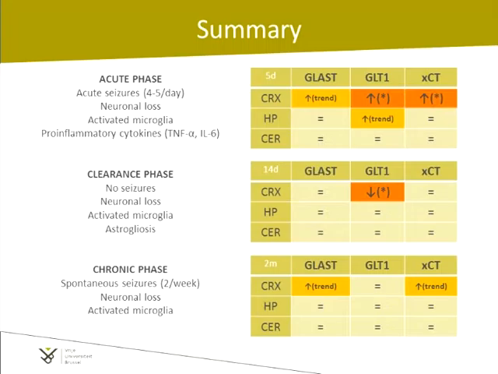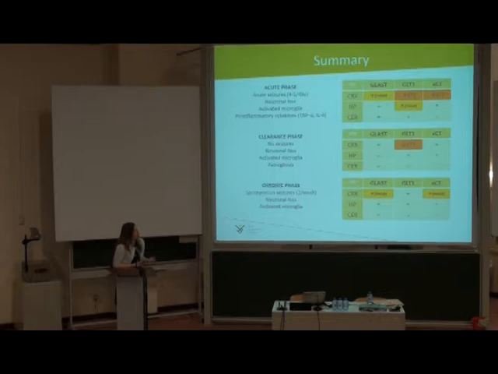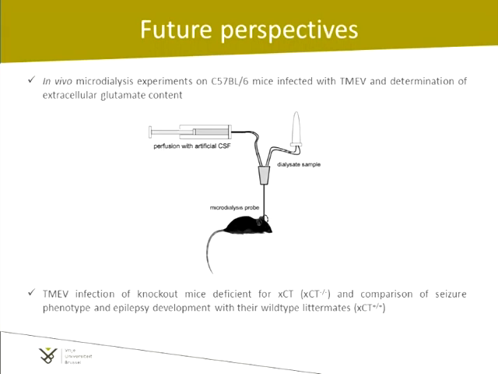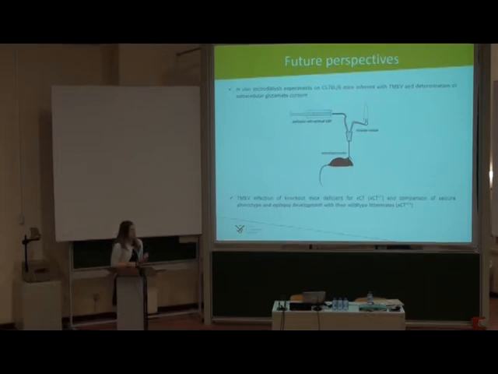Up to now, I know these results are purely descriptive, because we don't know for sure that an increased expression means an increased activity. Therefore, further research is needed, and we are going to perform in vivo microdialysis experiments on black 6 mice infected with this virus in order to investigate their extracellular glutamate content, and also to investigate in depth the role of system Xc- in this model. We are going to infect knockout mice deficient for xCT and compare their seizure phenotype and their epilepsy development with their wild-type littermates.